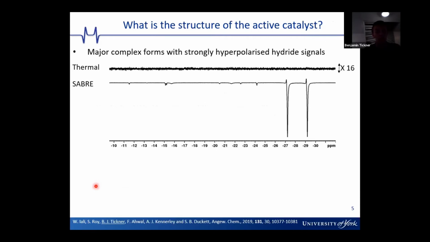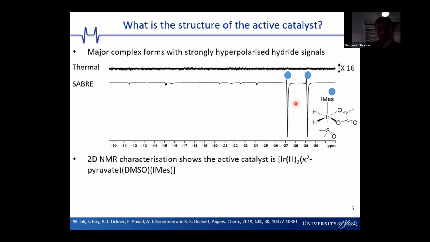So we can get a lot more information if we look at the proton or hydride region of some hyperpolarized NMR spectrum. You can see that there is one clear complex that is giving us strongly hyperpolarized hydride signals. And if we cool these solutions down and do low temperature 2D NMR characterization, we can show that this is in fact the structure of our active polarization transfer catalyst.